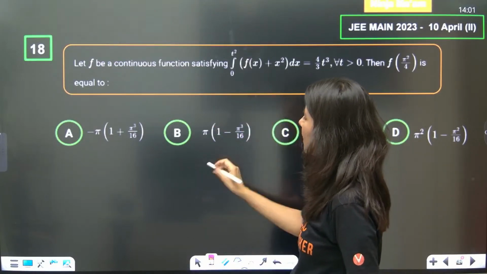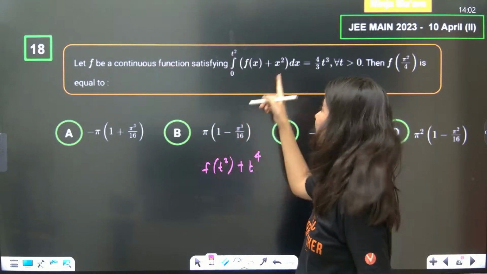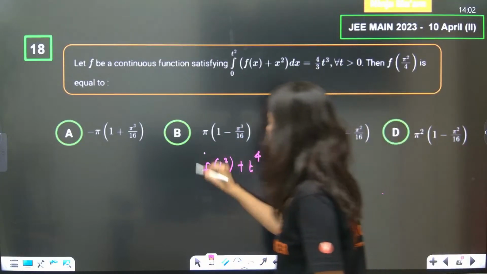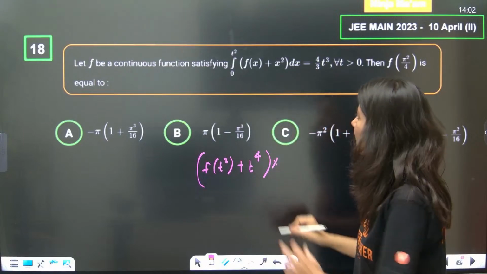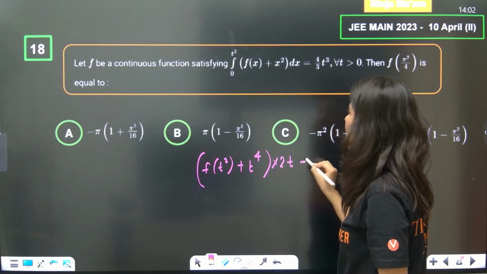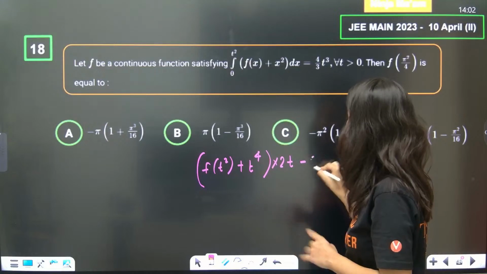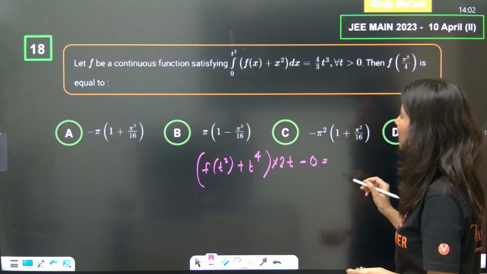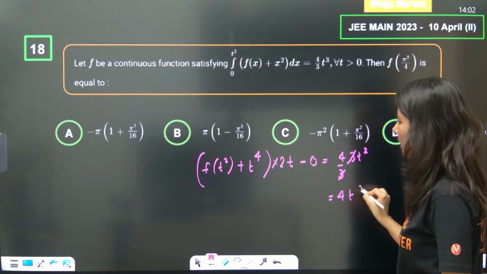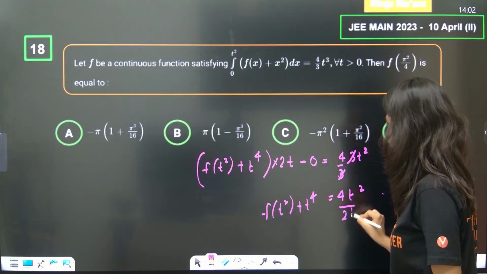Just replace x by upper limit f of t square plus t power 4, because see, x will be replaced by t square, right? So x square will become t power 4. Now, the moment you are done with that, multiply and differentiate the upper limit, that is 2t. Minus sign, now same you have to perform with the lower limit. Derivative of lower limit is anyway 0, so this is 0. On the right hand side, differentiation is very easy, 4 by 3, 3t square. 3 cancel, so 4t square f of t square plus t power 4 upon 2t.